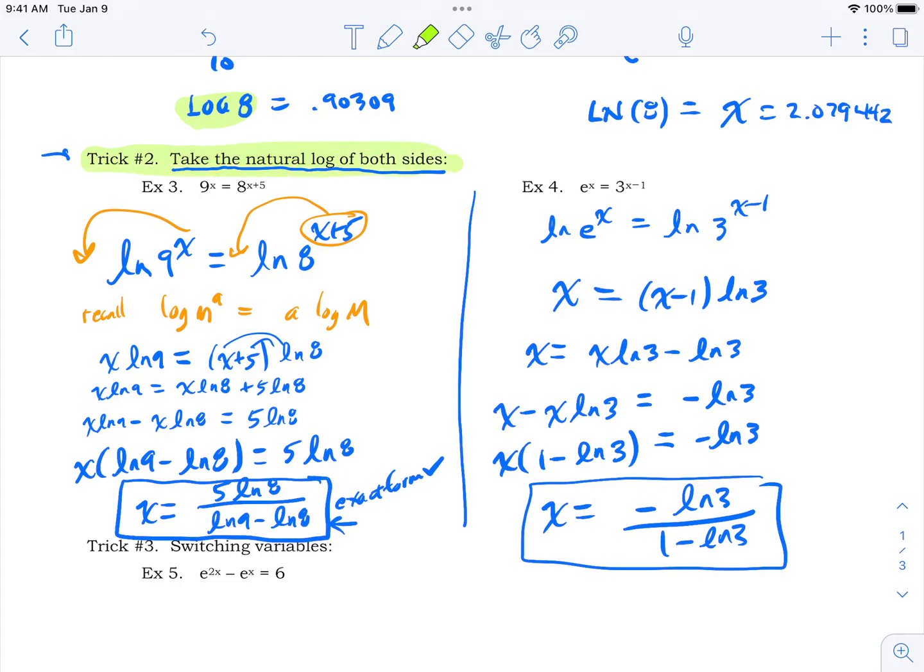So there's the trick that you're probably going to use maybe 95% of the time or even more: you're going to use the take-the-log-of-both-sides trick. This is our workhorse method for solving, like I say, the lion's share of exponential equations. Take the log of both sides.